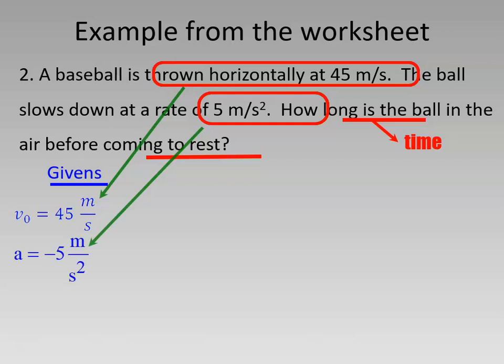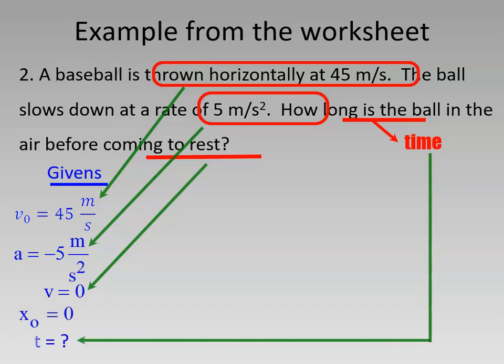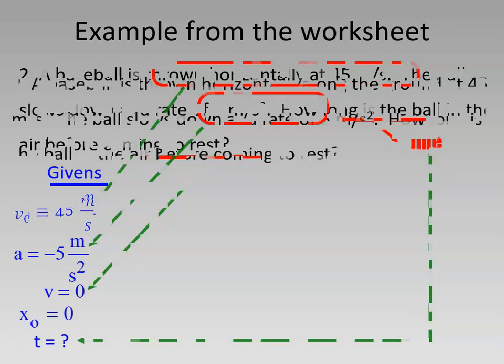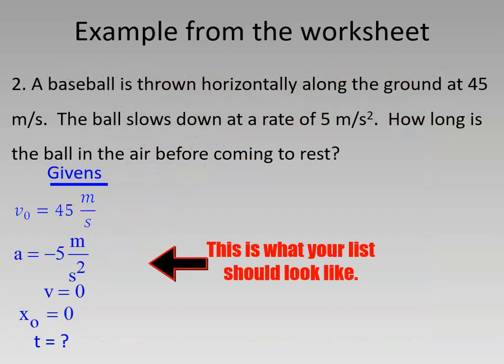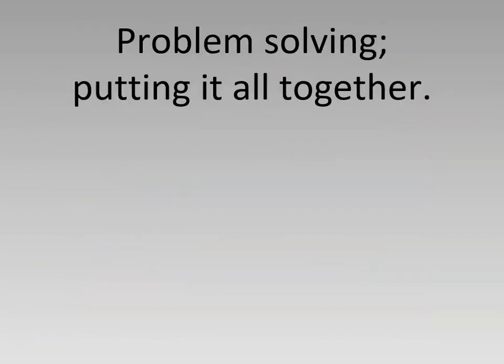Now notice that since I'm calling my initial velocity positive, it's slowing down. That means the acceleration must be negative if we're calling the initial velocity positive. Now, if we were calling the initial velocity negative, then the acceleration would have to be positive. The whole point is that whenever something is slowing down, the sign of acceleration is opposite the sign of velocity. And the final velocity is 0. And we're saying that we started at 0. We're wondering how much time it takes. So that's what your list should look like in this situation.